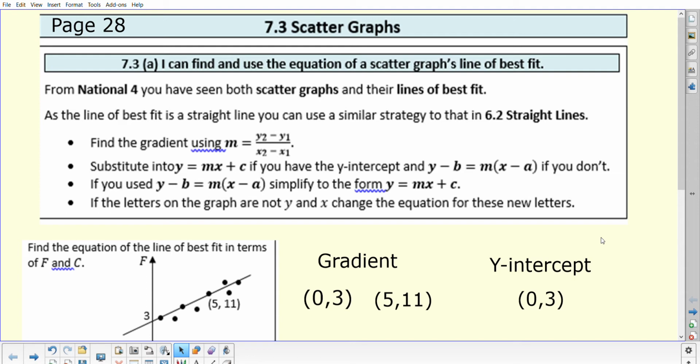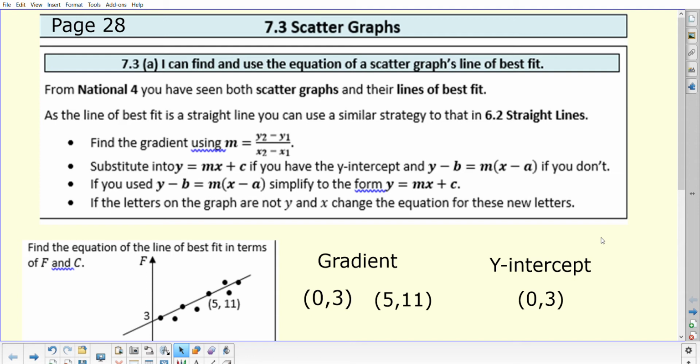We also have two equations that can be used in terms of their format. There is either y equals mx plus c. You use that one if you know the y-intercept, and if you don't know the y-intercept, then you'd use y minus b equals m(x minus a). If you've used y minus b equals m(x minus a), you need to simplify it. That means you need to multiply out the brackets, collect your terms, and get your answer to the form y equals mx plus c.